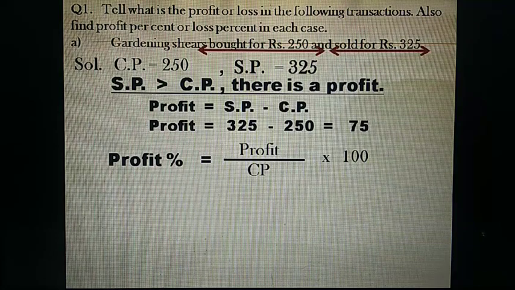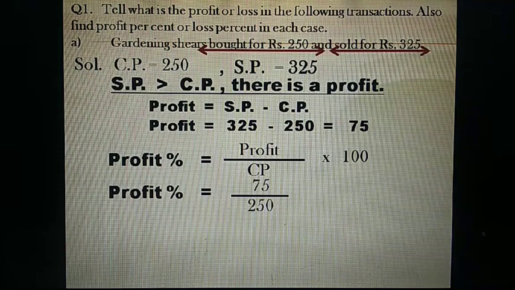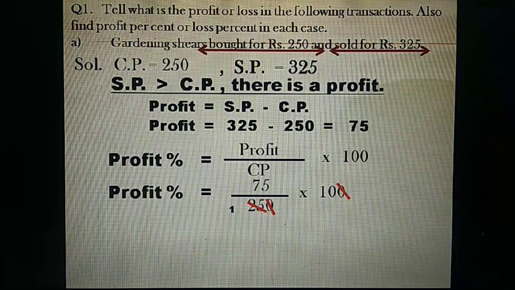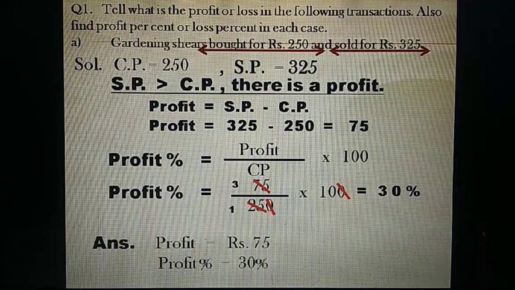Value of profit is 75 and that of CP is 250. So you will get the answer as 75 upon 250 into 100. Cancelling 0 first, then 25 ones are 25, 25 threes are 75. Multiplying the 2, you will get the answer as 30%. So here, profit is of Rs 75, which means 30% of the cost price.